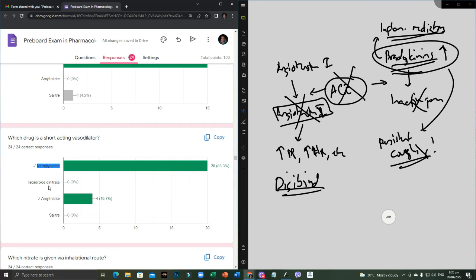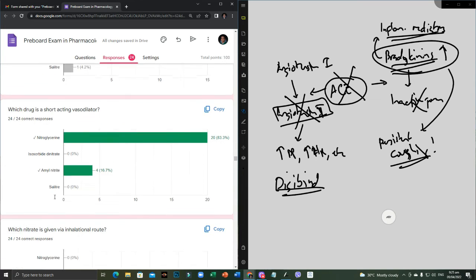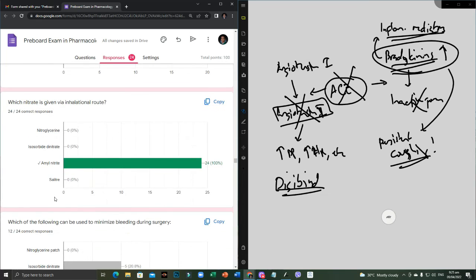Okay? Sinama ko na lang si amyl nitrite because it's technically a short-acting. To be more precise class, it's an ultra short-acting vasodilator. Okay? Pero sige, pwede na rin natin consider yan as short-acting vasodilator. Which nitrate is given by inhalational route? So there's only one drug for that. That's amyl nitrite.